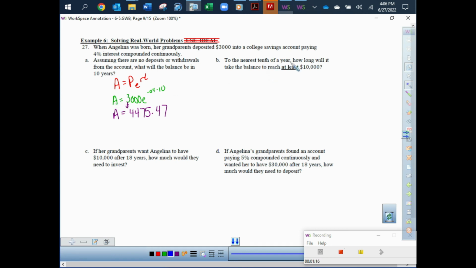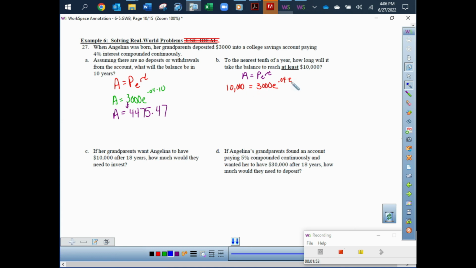To the nearest tenth of a year, how long will it take for the balance to reach at least $10,000? Well, it's still a Pert situation, so we'll start with that. Amount equals Pert. And here's what we can sub in. $10,000 is the amount we will have when we're all said and done, because that's what she wants to have. The principal is still the same. It's the $3,000. e is still there. It's the same bank, so same 4%. But we don't know how long, so that's why we're looking for t. And, yep, you guessed it.